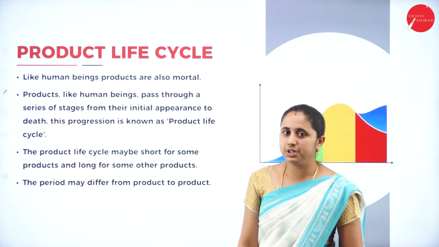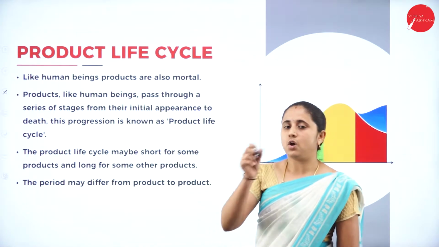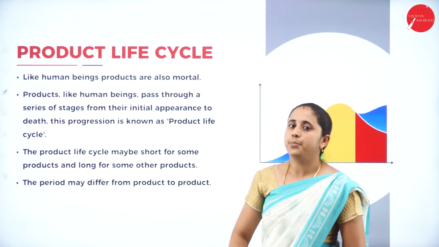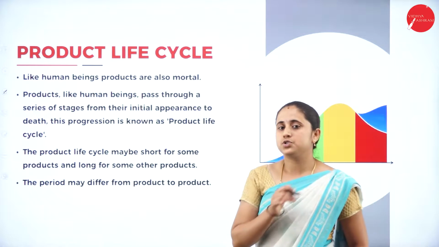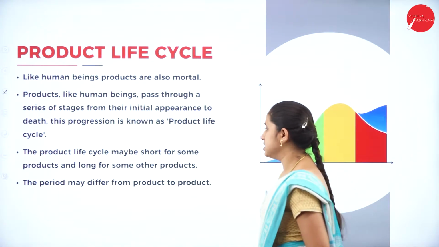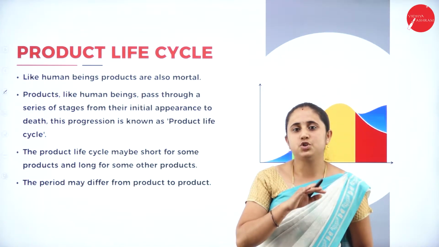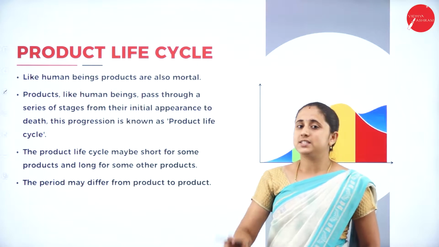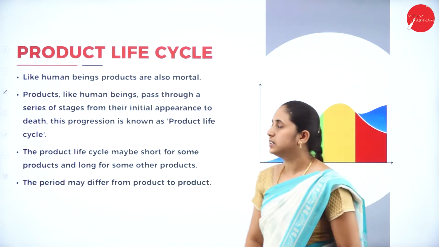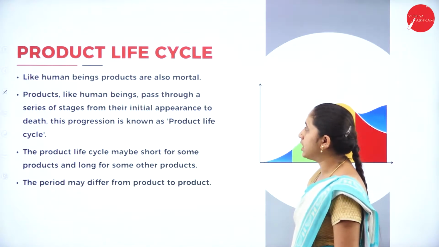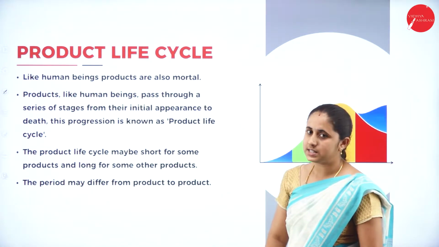Like human beings, products also come across several stages. These stages collectively are called the product life cycle. From the initial stage till the death, the product should pass through several stages. Product life cycle is not the same for all types of products. It is short for some types of product and long for some other types. So it differs from one product to another. But every product should pass through several stages.